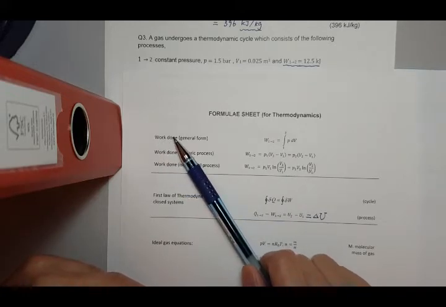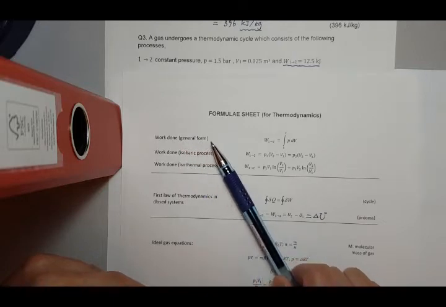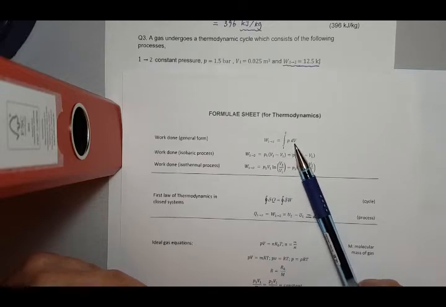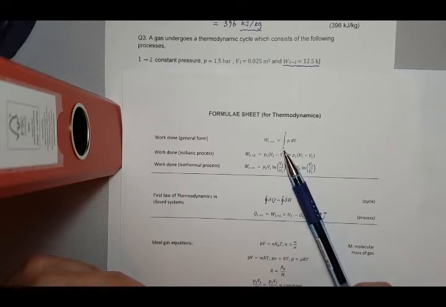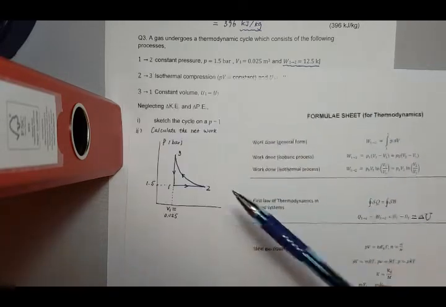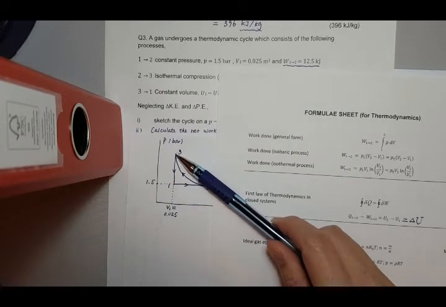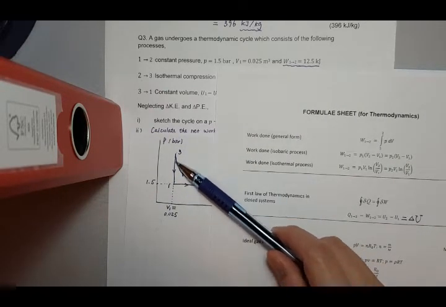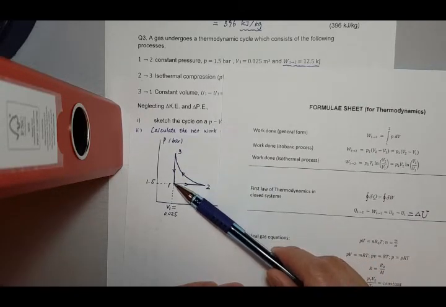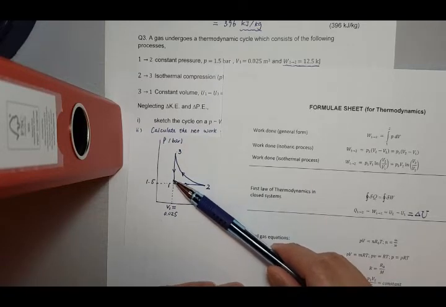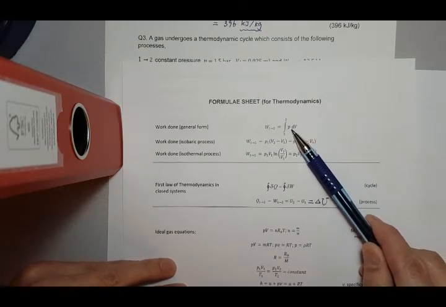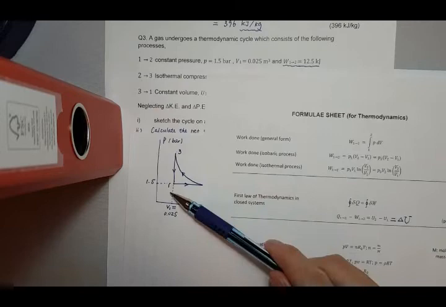So the first one is for work done. This is quite a general form, so you can see here, the work done is equal to the integral of P times dV, from 1 to 2. So for any isometric process, such as 3 to 1, that's because we have a constant volume here. Constant volume means that the change in volume is 0, so dV is 0. So that's why the work done for an isometric process is 0 here.